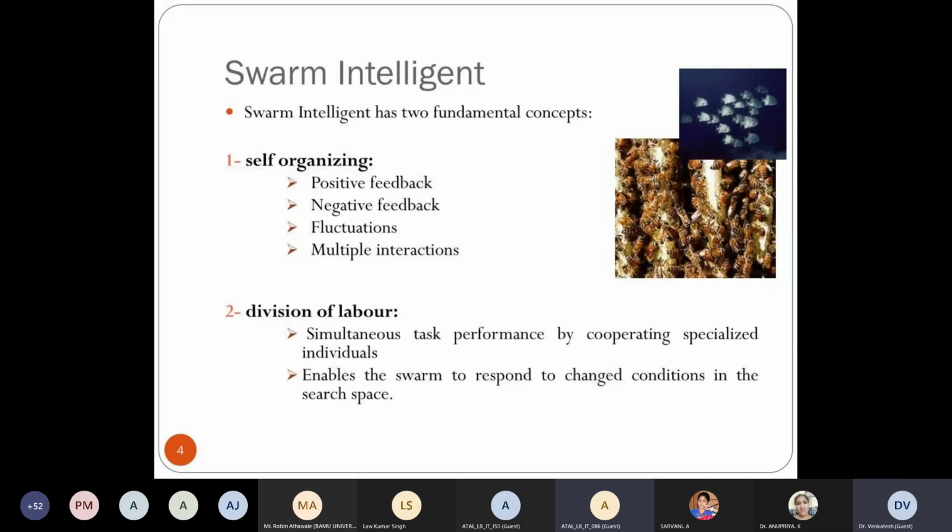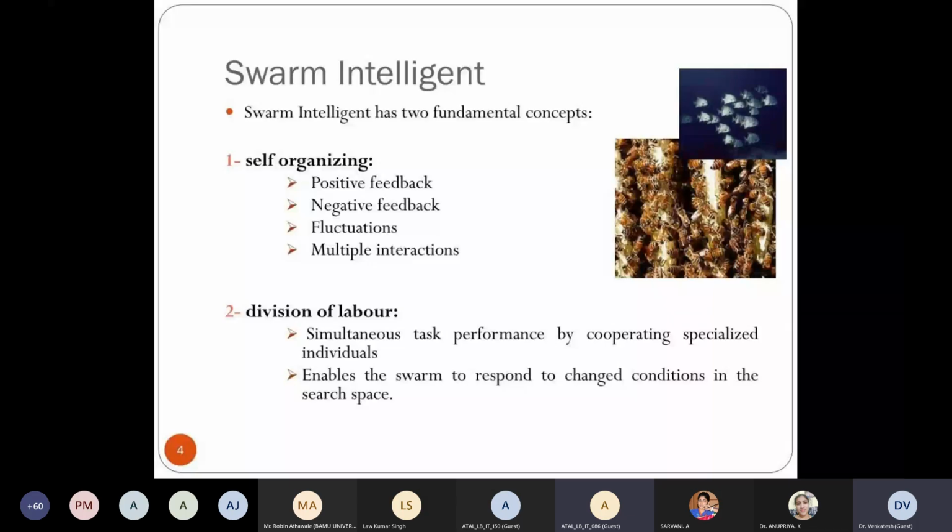There will be some fluctuations in between due to the dynamic behavior of the problem. And there will be multiple interactions between the swarm. Swarm means a group of insects. Any group of insects can be called a swarm. And this artificial bee colony algorithm is one of the swarm-inspired techniques. Another fundamental concept in swarm intelligence is the division of labor. Suppose a human being or a single computer is doing the work, they can do it in a sequential manner, right?